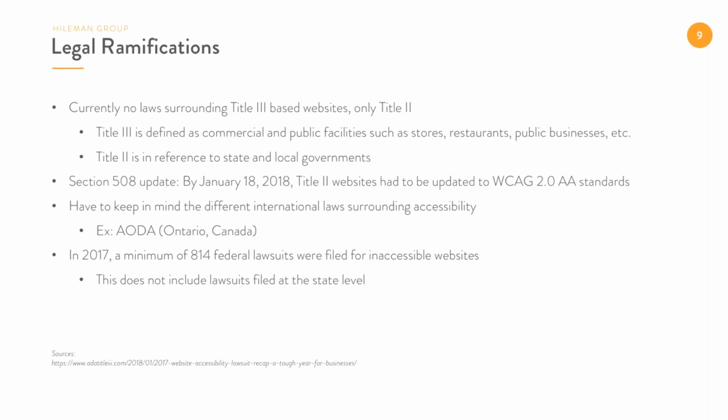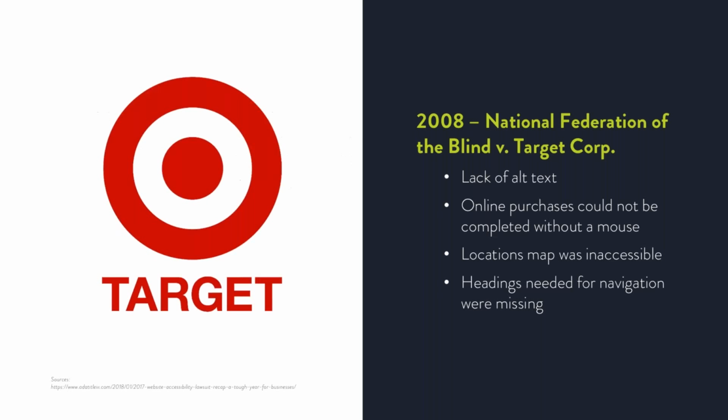Also, in 2007, there was a minimum of 814 federal lawsuits that were filed for inaccessible websites. And that's just on the federal side. That doesn't include state lawsuits that were filed. Last year, for example, in California alone, a minimum of 115 lawsuits were filed due to the non-discrimination laws that were going on. So as we can see, while there may not be laws surrounding it, these lawsuits are coming in. And we're going to actually take a look at a couple of them real quick.